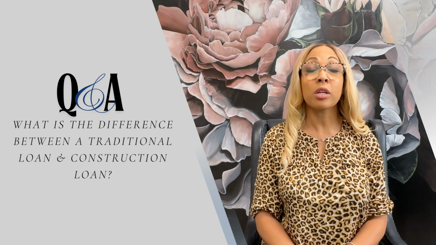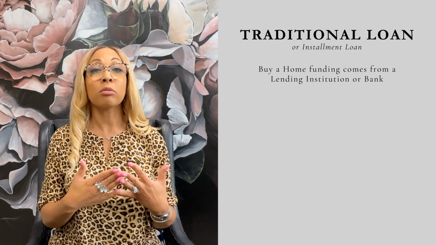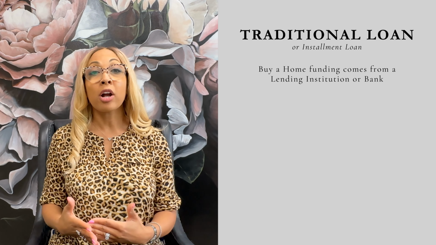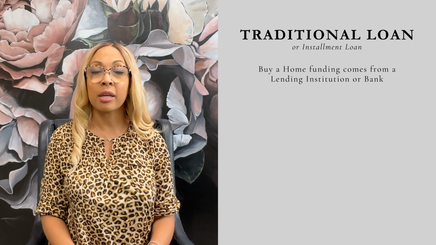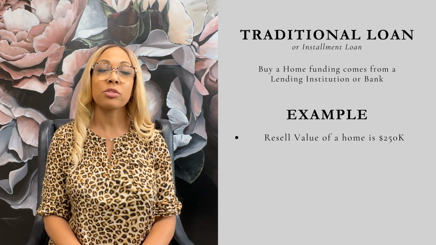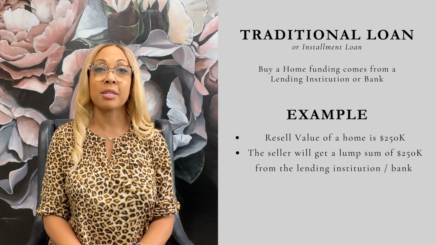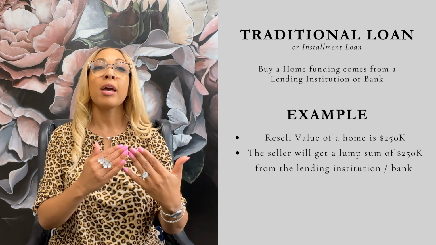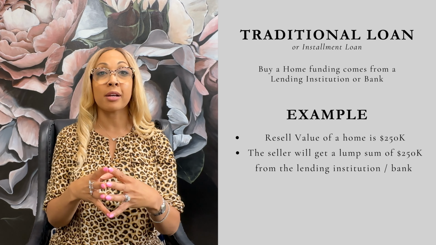So the difference between a traditional loan and a construction loan is that a traditional loan is based off of an installment. Let's use an installment loan. An installment loan is if you buy a house or you buy a car, you get funding from a lending institution or a bank. Let's say your resale house is $250,000. Whoever the owner is of that house, who's selling that house, they are going to get a lump sum from your lending institution for $250,000.